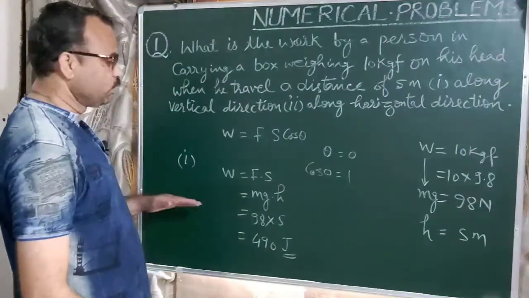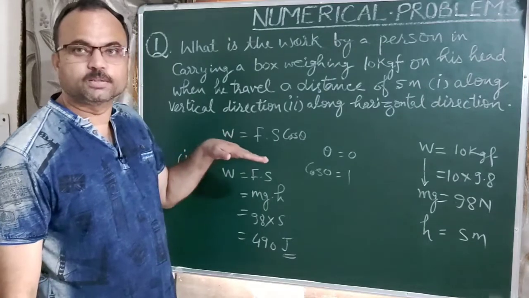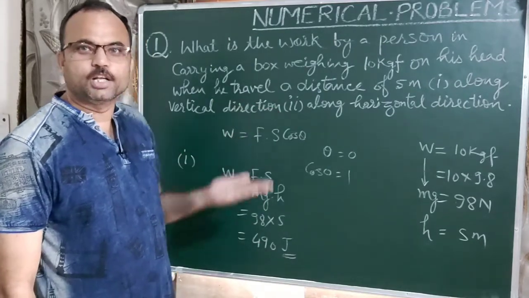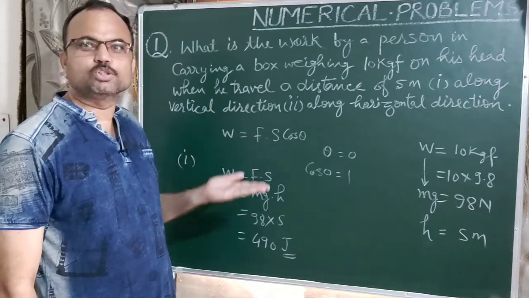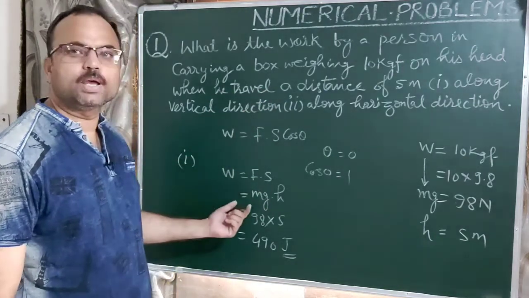Putting the value, 98 into h, 5, means 490 joule. In the first part, when the person is moving upward, the applied force is upward and the displacement is upward, so the angle between force and displacement is 0. The value of cos 0 is 1. Formula: W is equal to mgh.